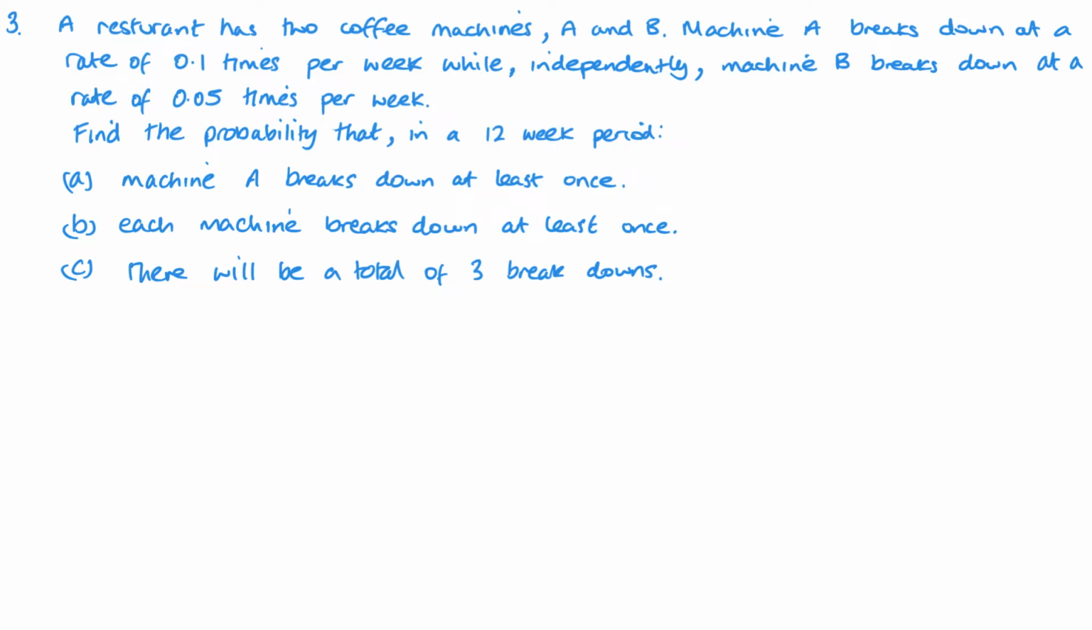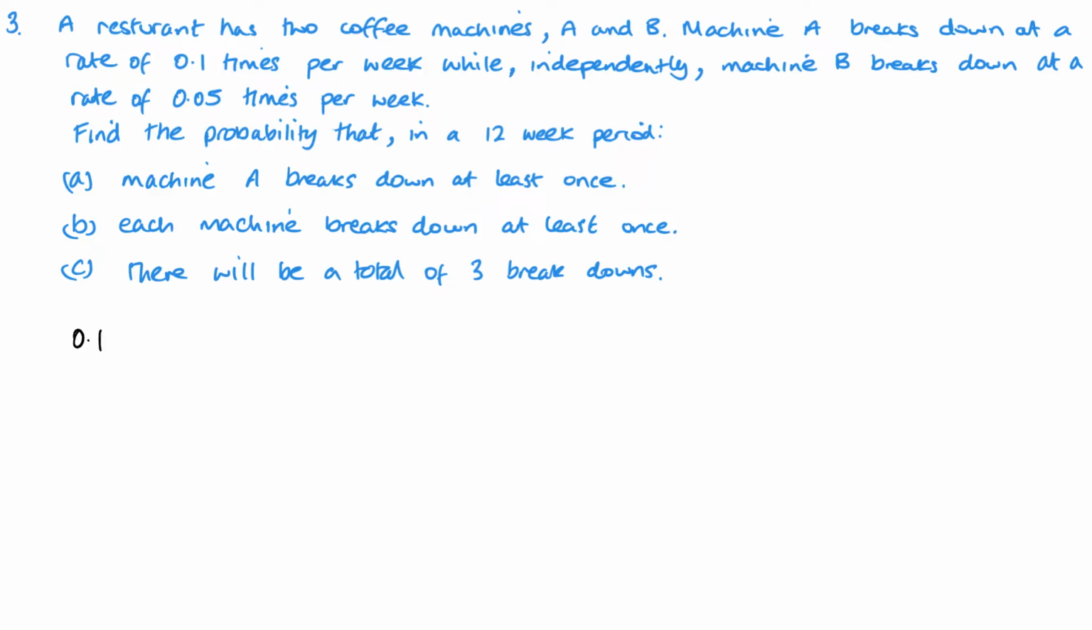So here we can see we have 2 coffee machines, A and B. A breaks down at a rate of 0.1 times per week, and B is 0.05 times per week. Find the probability that in a 12-week period, okay, so that's obviously what's important here, machine A breaks down at least once.